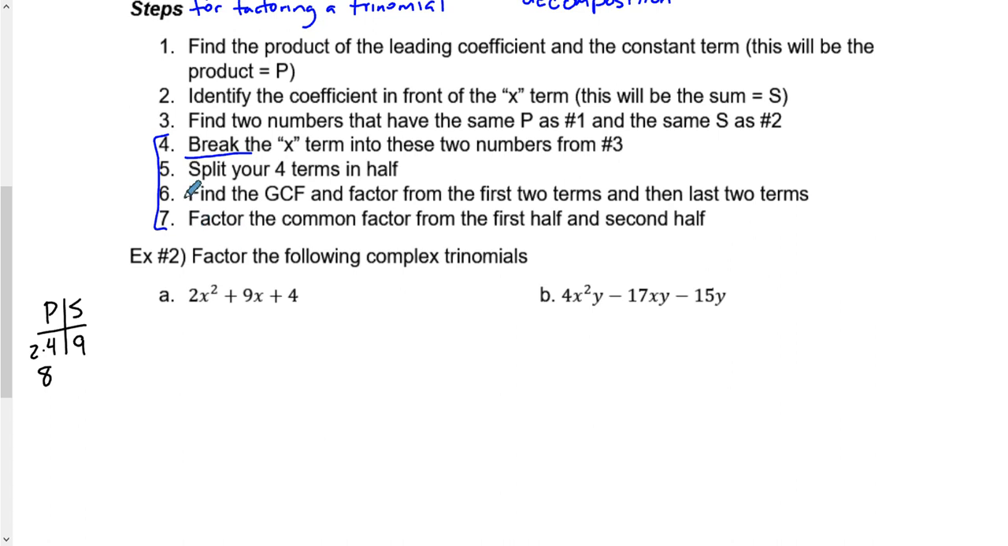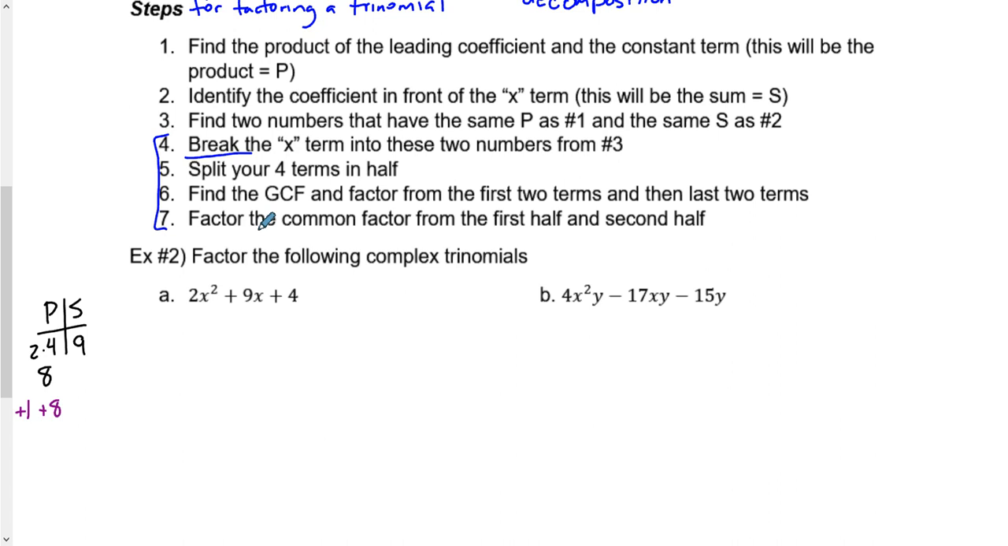Our next step is to still find two numbers that have the same product as number 1 and the same sum as number 2. So same product, same sum. The only numbers that would work would be 1 and 8. More specifically, a positive 1 and a positive 8. 1 times 8 is 8. 1 plus 8 is 9.